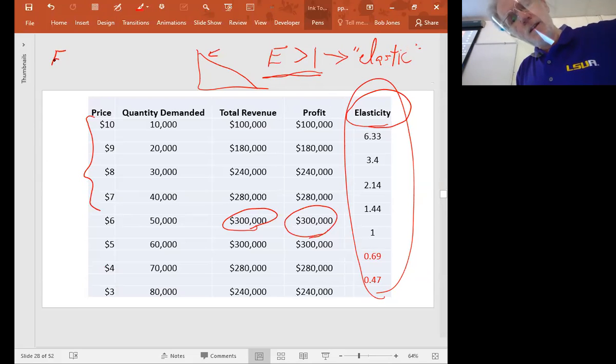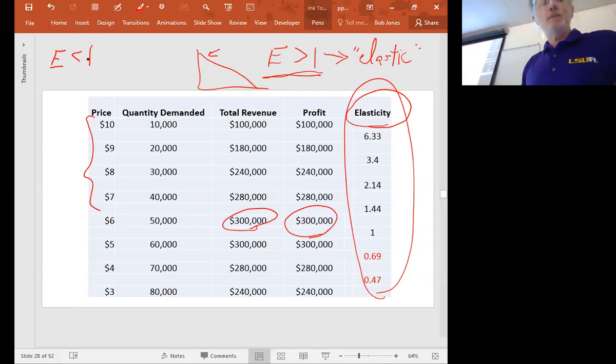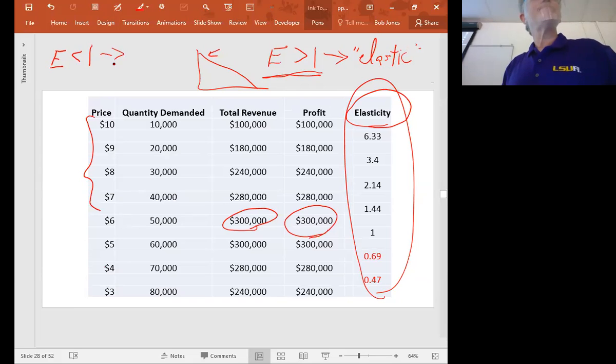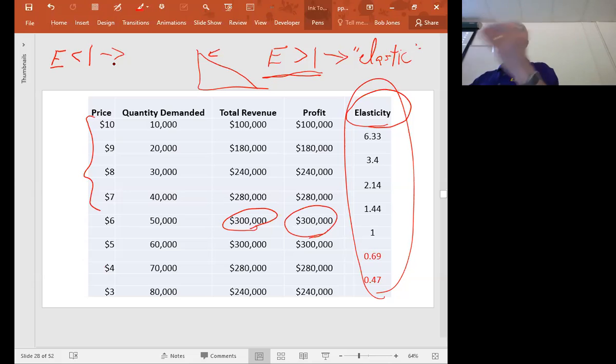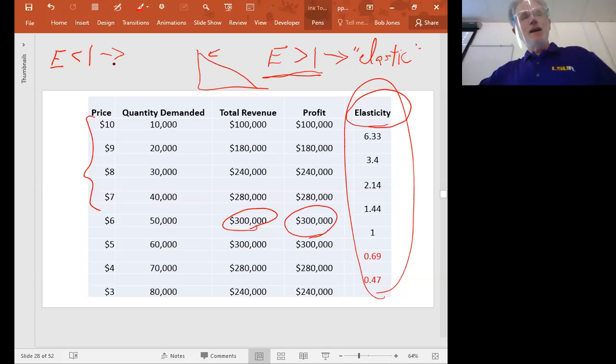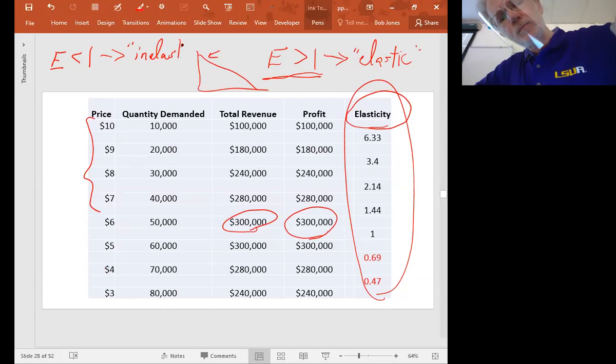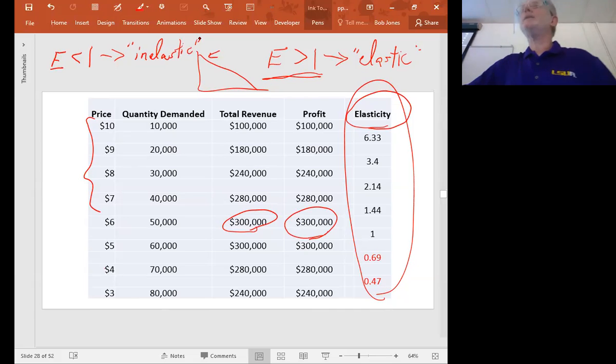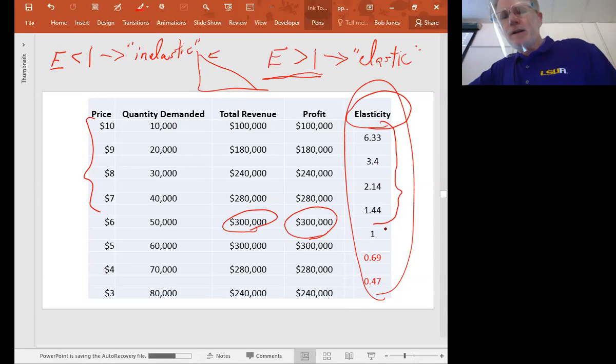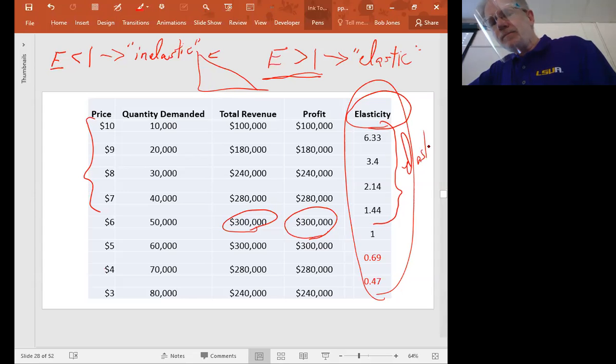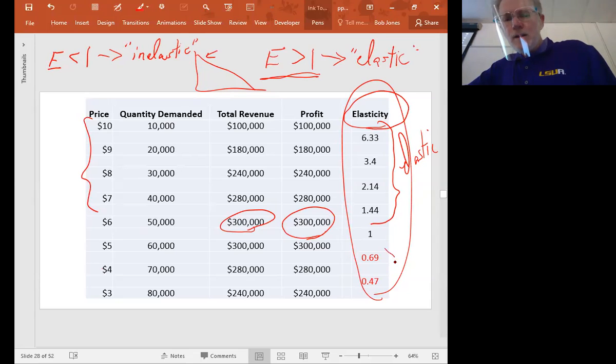If the elasticity coefficient is less than 1, what do you think we're going to call that? Inelastic. Okay. In means not. So if I say your answer is incorrect, it means it's not correct. If demand elasticity is less than 1, then the label we use for that is inelastic demand. So notice at high prices here, elasticity is greater than 1. So over this entire range, we would say demand is elastic. And then down in this range, it has dropped below 1. We would say demand is inelastic.